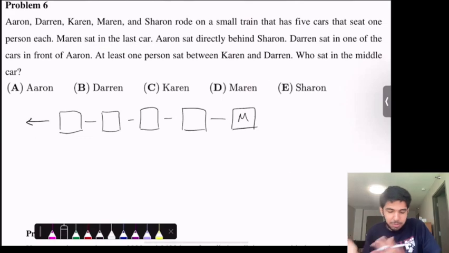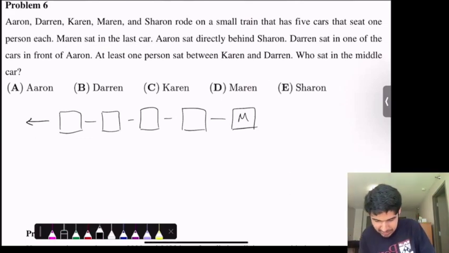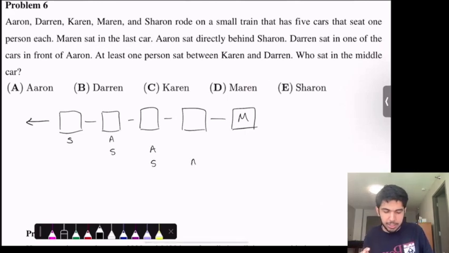Okay, but we don't really know where they sat. We can hypothesize, like, we can say, maybe Sharon sat here, so that means Aaron must sit here. We could also have Sharon sitting here, and then Aaron would be forced to sit there, or Sharon here, Aaron there. But we can't have Sharon here, because this spot is already taken by Marin. So those are sort of our 3 options.